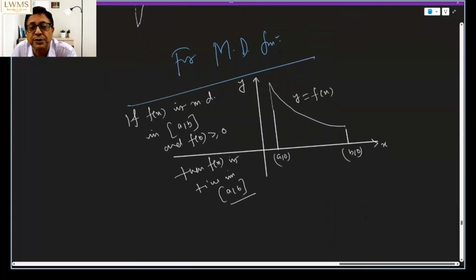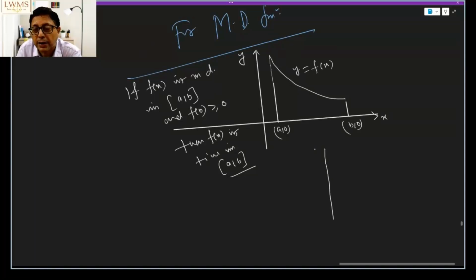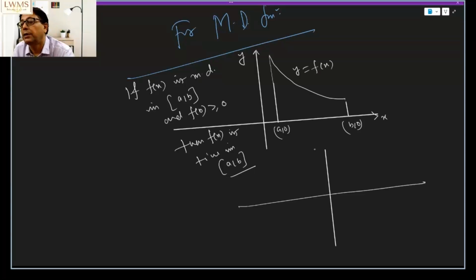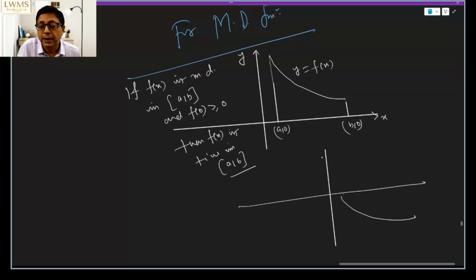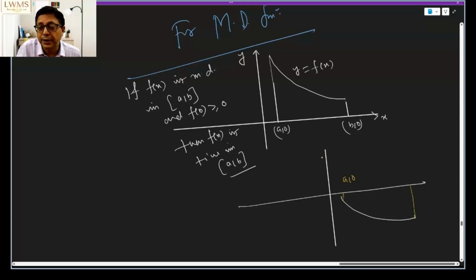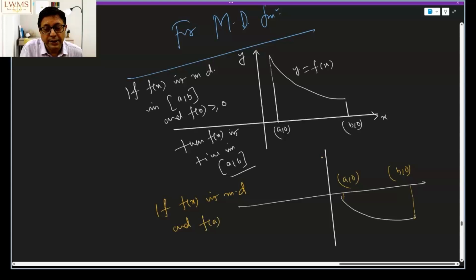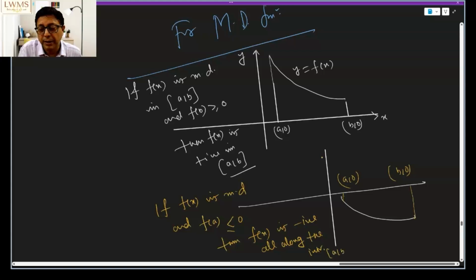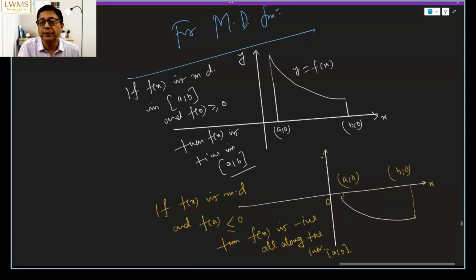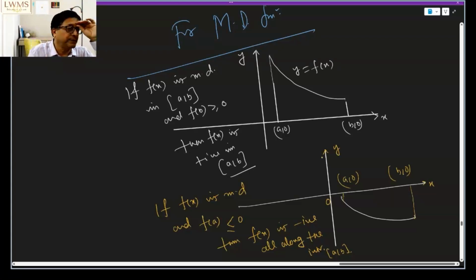And let us consider another situation for MD function only. All along the interval it can be negative also. MD function can take this form also, gradually decreasing. So this interval is again a to b. So if f(x) is MD and f(b) less than or equal to 0, then f(x) is negative all along the interval [a, b]. Am I clear? Whenever you are going to solve inequality problems, these four should be in your mind always. Okay?